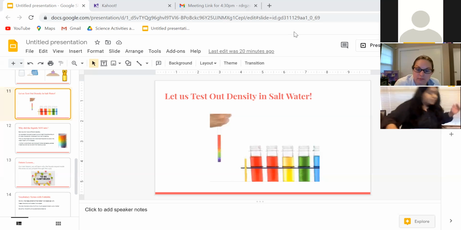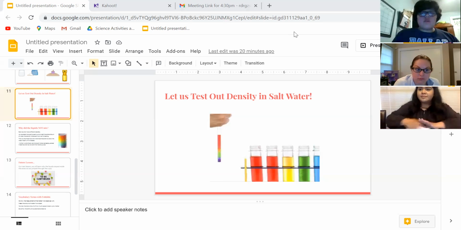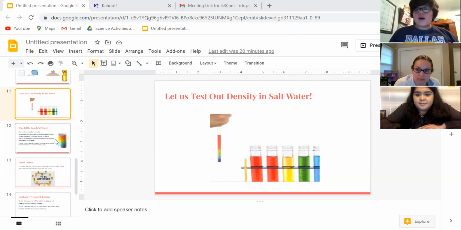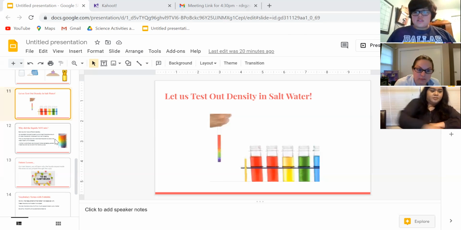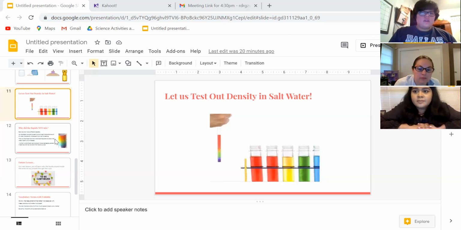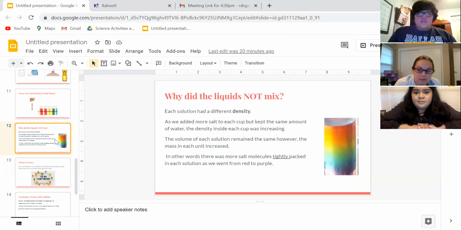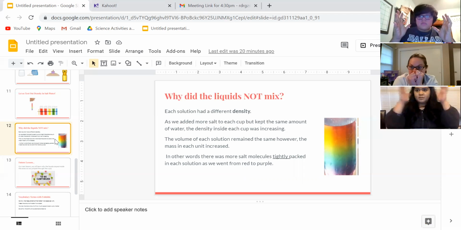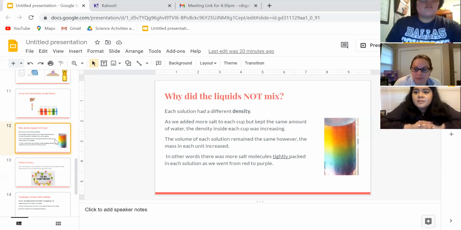So thank you guys for your patience and your participation during our activity. So now we're going to talk about why the liquids didn't mix together. Because if you guys could see, when we were putting the straw into each of our solutions, they were just stacking on top of one another. So why didn't they mix? Each solution had a different density. At the very beginning of our lesson, we talked about how density can be different for all objects. It can either be tightly compacted or loosely compacted.